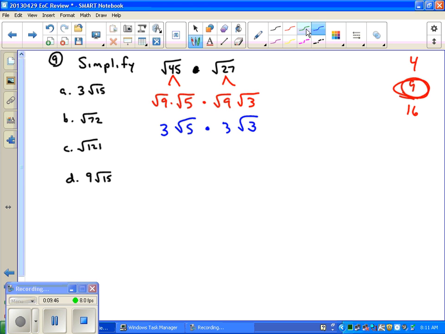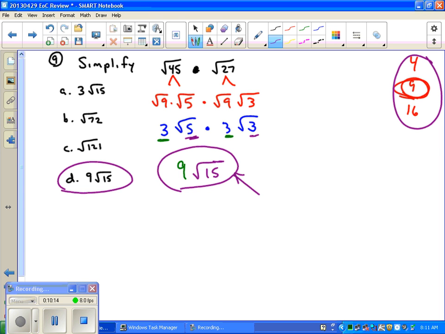Multiply what's outside of the radicals by what's outside of the radical. So 3 times 3 is 9. And multiply what's inside of the radical times what's inside of the radical. So the square root of 5 times the square root of 3 is the square root of 15. You have one more question to ask yourself. Is there a perfect square that is a factor of 15? That means, can we multiply any of these numbers or the numbers that come after those by something and get 15? No, we can't. There's no fractions involved, so this is your simplified answer, D.